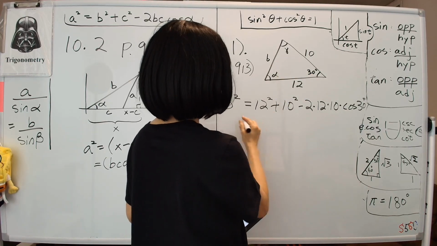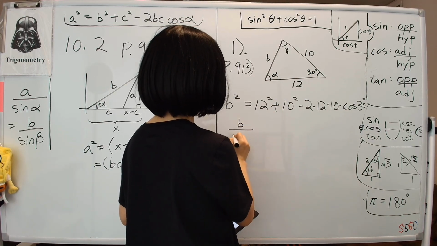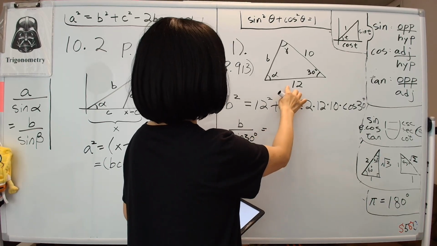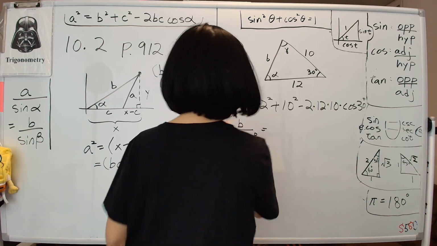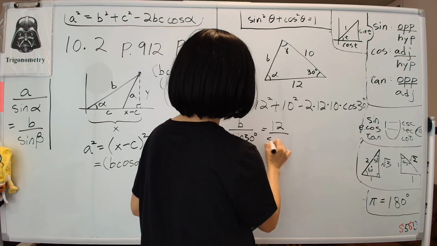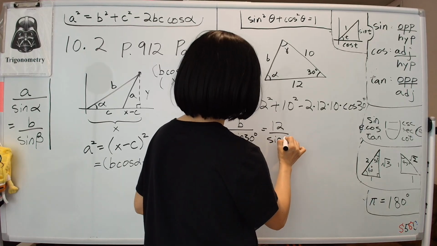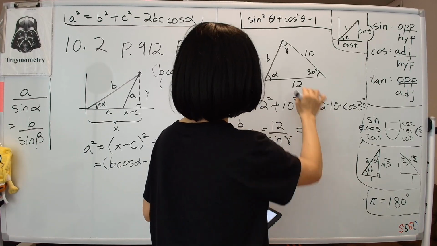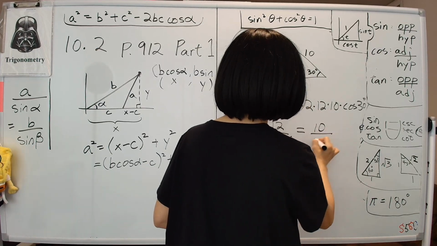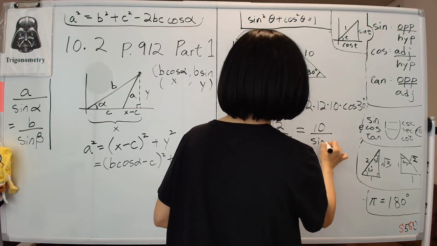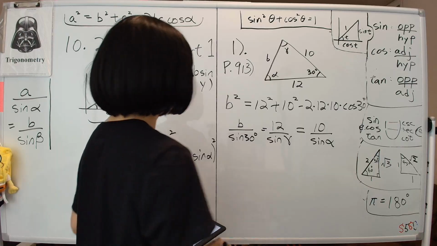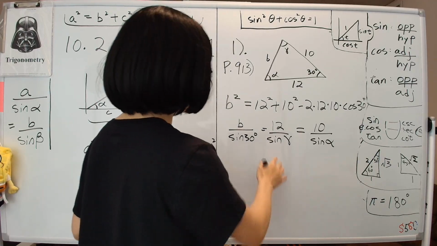Now B divided by sine of 30 is going to be equal to 12 divided by sine of gamma, okay, according to the law of sines right here. So 12 divided by sine of gamma, being that 12 faces gamma, and that equals to 10 over sine of alpha, for the same reason. All right, so these equations will enable us to calculate all the stuff.